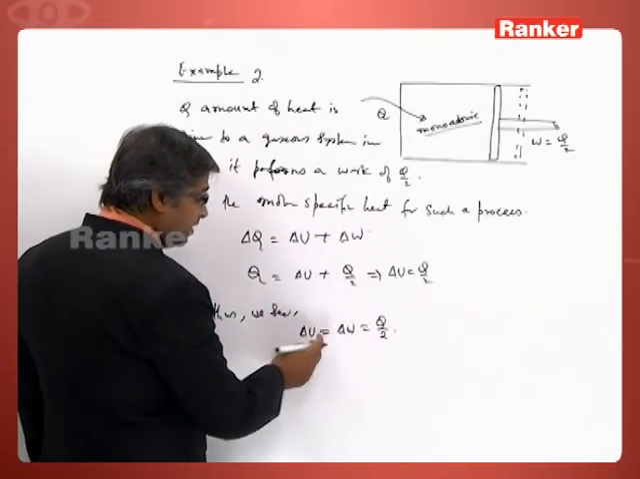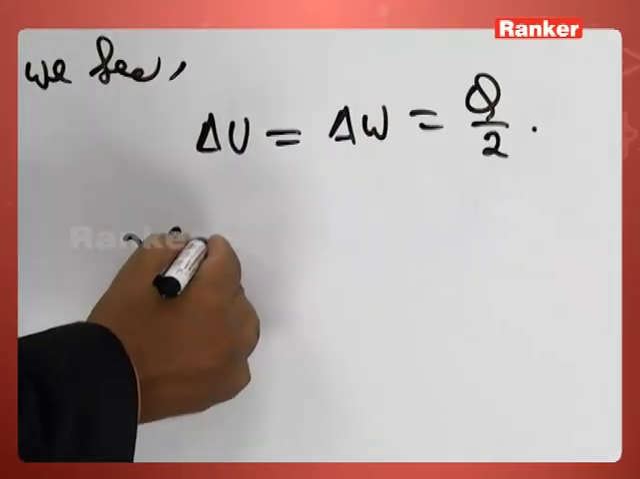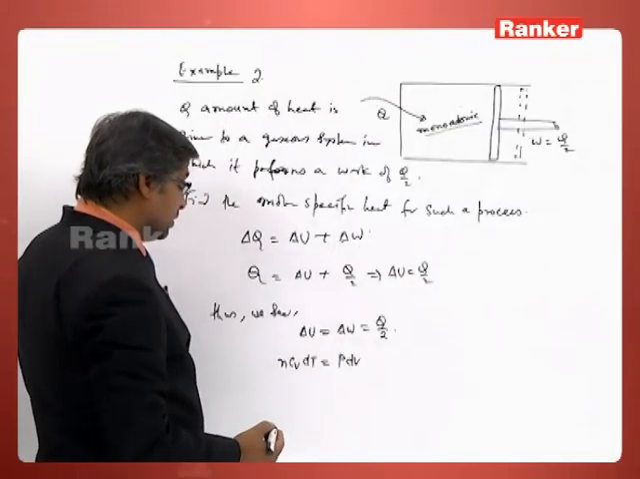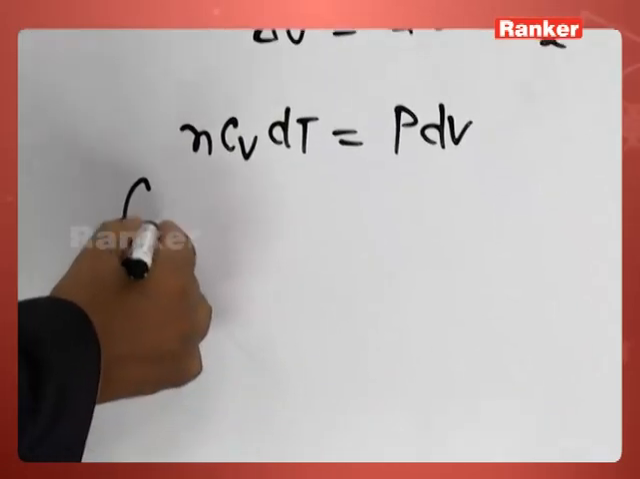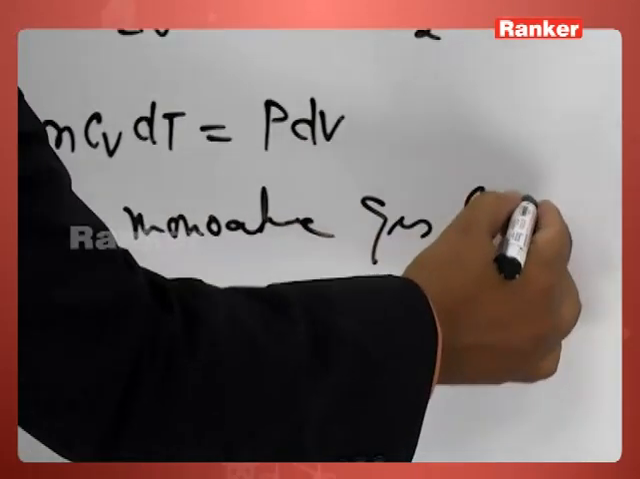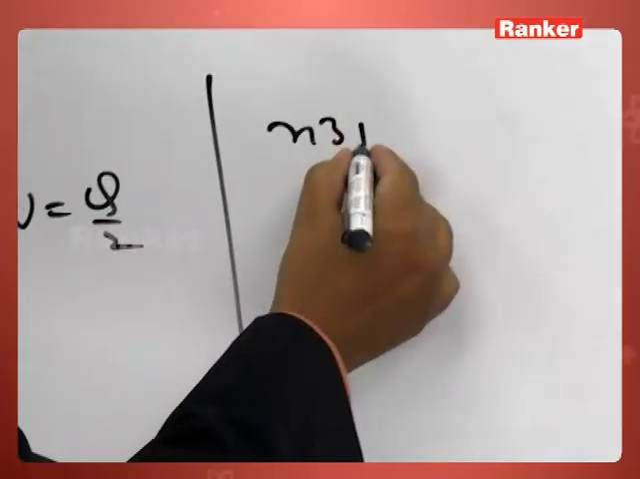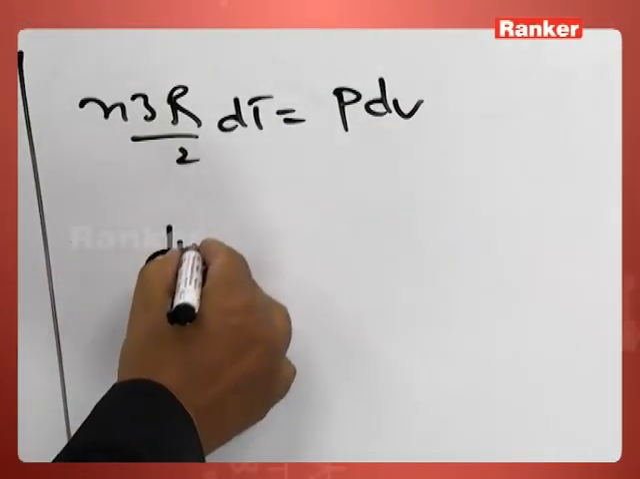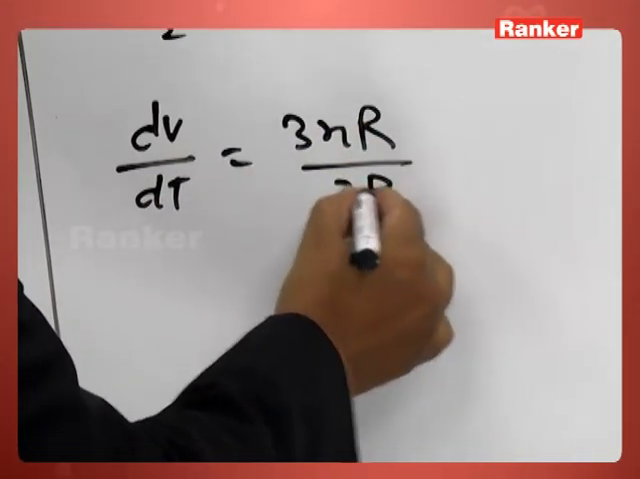Now let us write the relation between delta U and delta W. This is number of moles n CV dT, that is equal to P dV. For a monoatomic gas, we know that CV is equal to 3R by 2. So we have n 3R by 2 dT is equal to P dV. dV by dT is equal to 3nR by 2P.